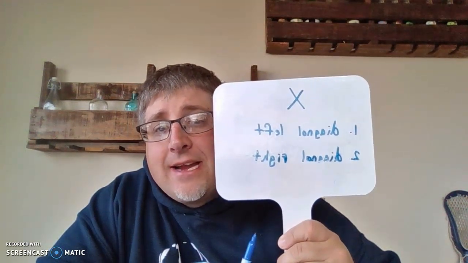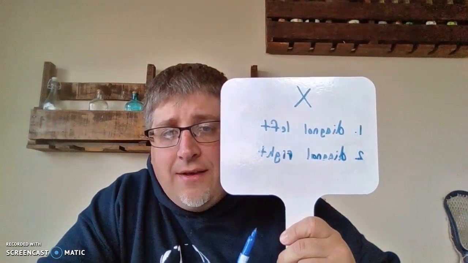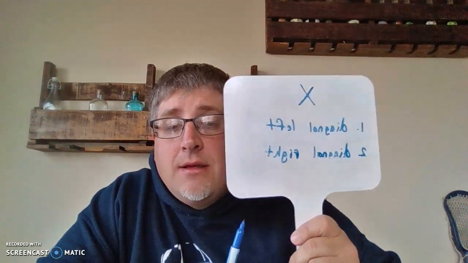And X is diagonal left, diagonal right. Say it with me. Diagonal left, diagonal right. That's how we're going to make an X. All right, so let's do that. Now remember, our diagonal goes across. It doesn't go top to bottom. It goes across. So we're going to go diagonal left, diagonal right. Okay? So here's my diagonal left.